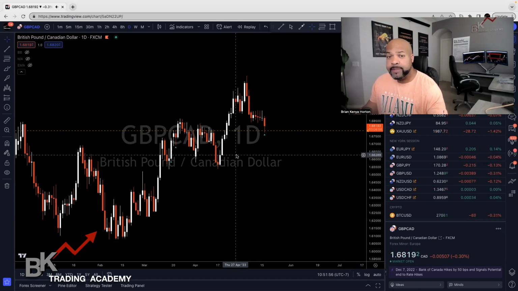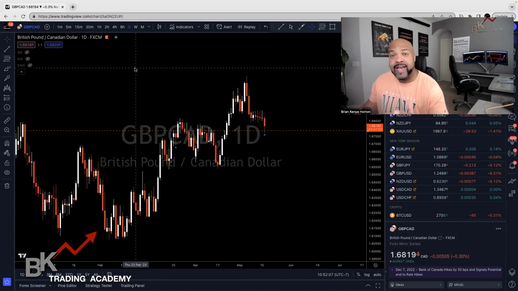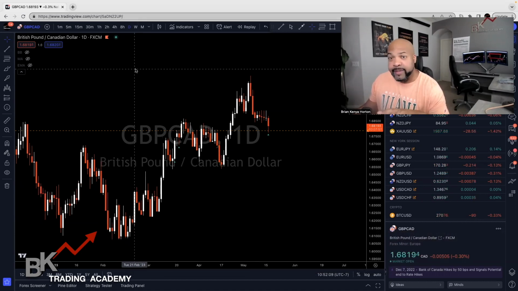Again, guys, GBP CAD. So we're starting on the higher time frame. That's number 1. Start on the higher time frame. Now, it doesn't matter if it's the daily, the weekly, or monthly. All you're looking is to identify what trend you're in. That's it. You want to identify the trend because it will help you to identify which way to trade.